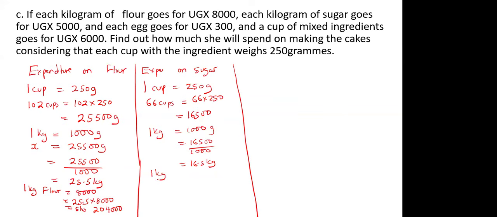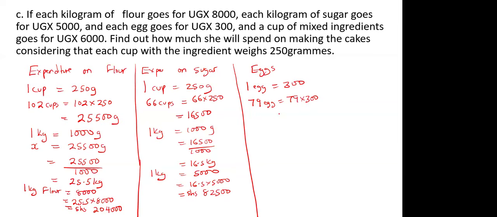But they told us 1 kilogram of sugar was 5,000. So I'll have 16.5 times 5,000, which will give me shillings 82,500. Then after, I'm going to go to the eggs. They told you that 1 egg was costing 300 shillings. How many eggs did we have? We had 79. So it will be 79 times 300, which will give us 23,700. Then the last one was mixed ingredients.